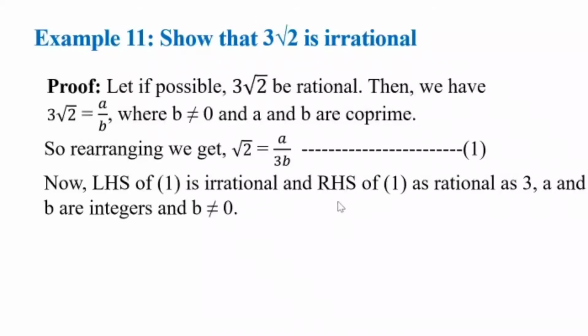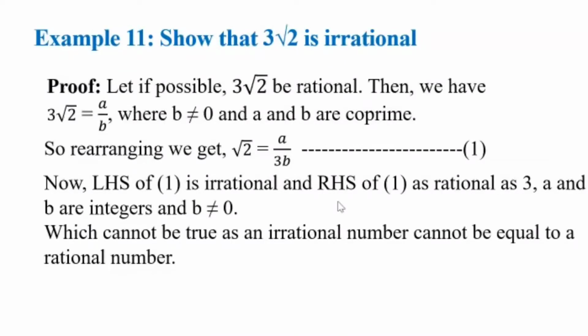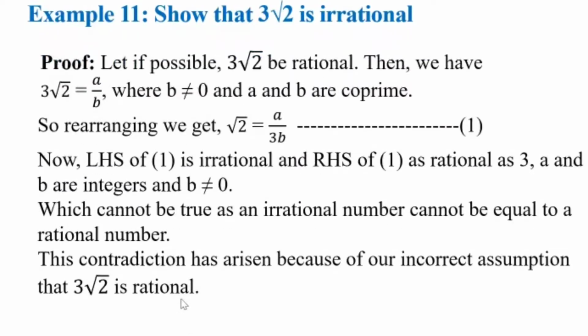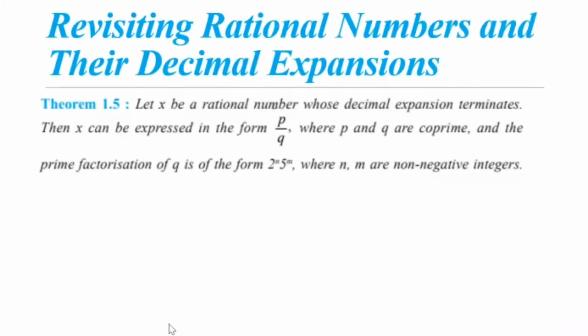irrational number. So hence there is a contradiction, and this contradiction is because of a wrong assumption. And what was the wrong assumption? The assumption was that 3 root 2 is rational. So this assumption is incorrect and hence I can say that 3 root 2 is irrational.